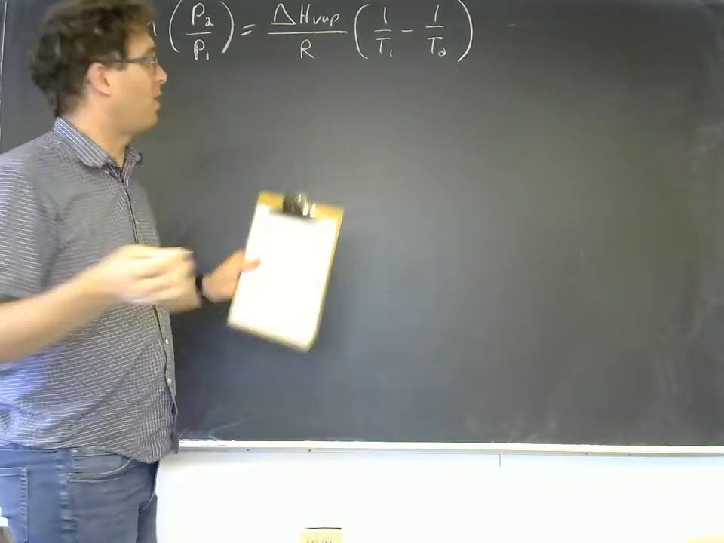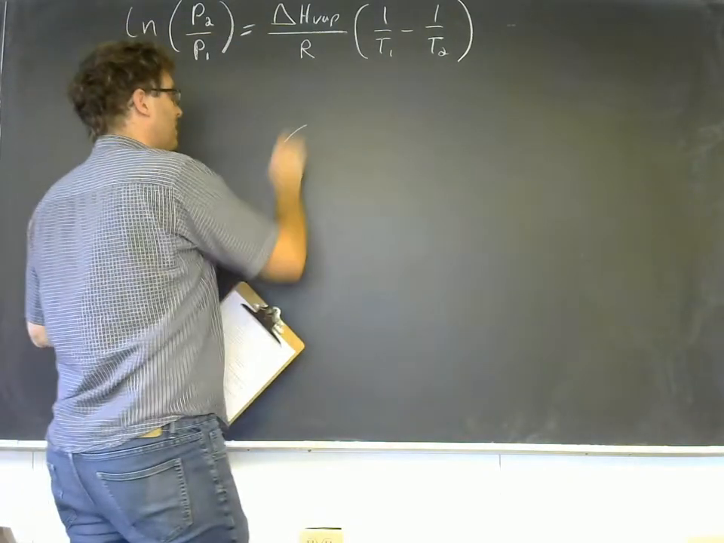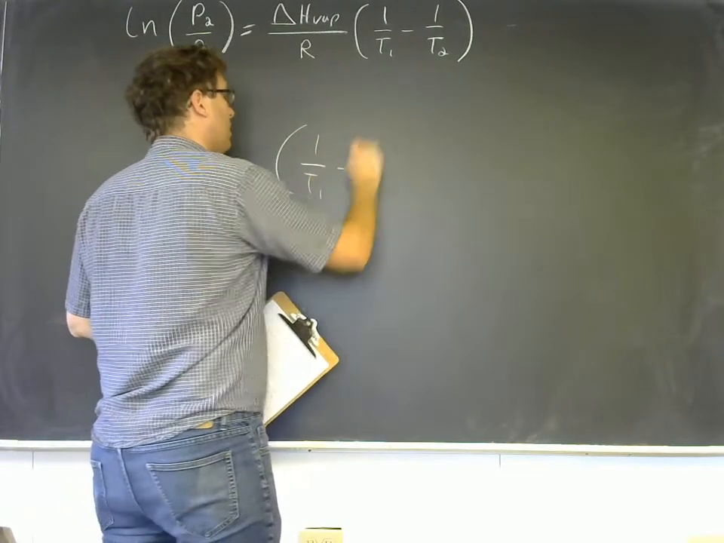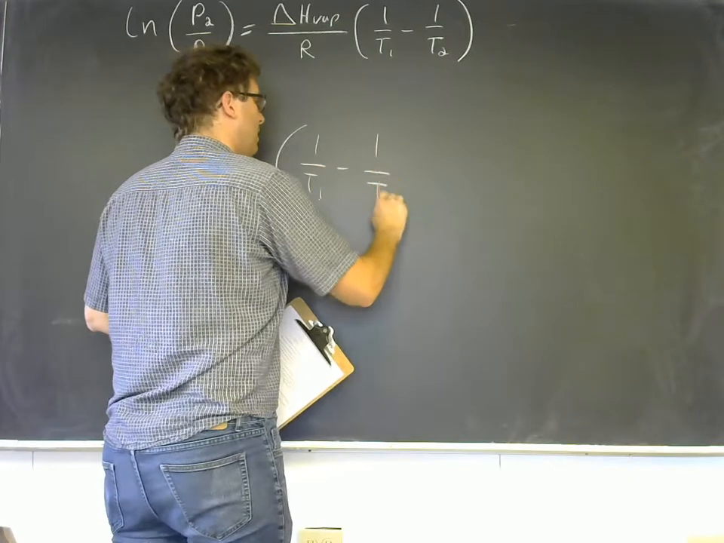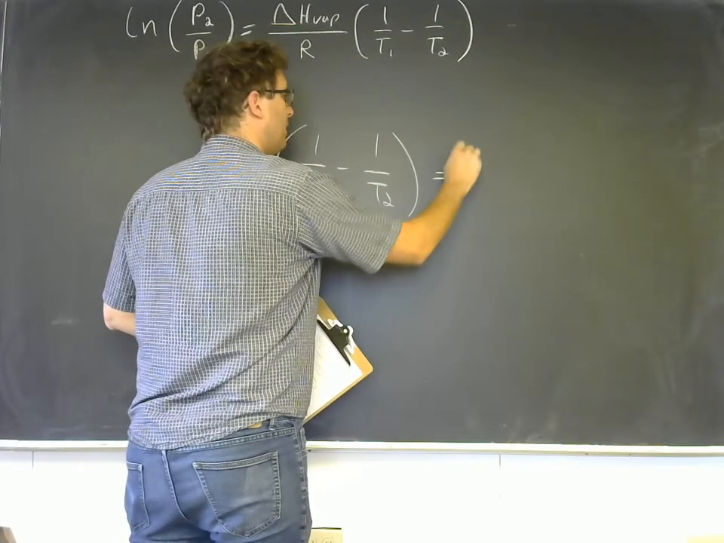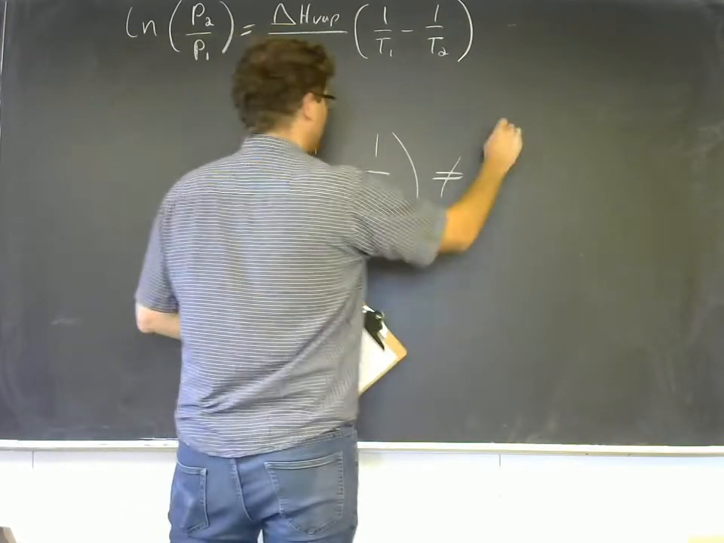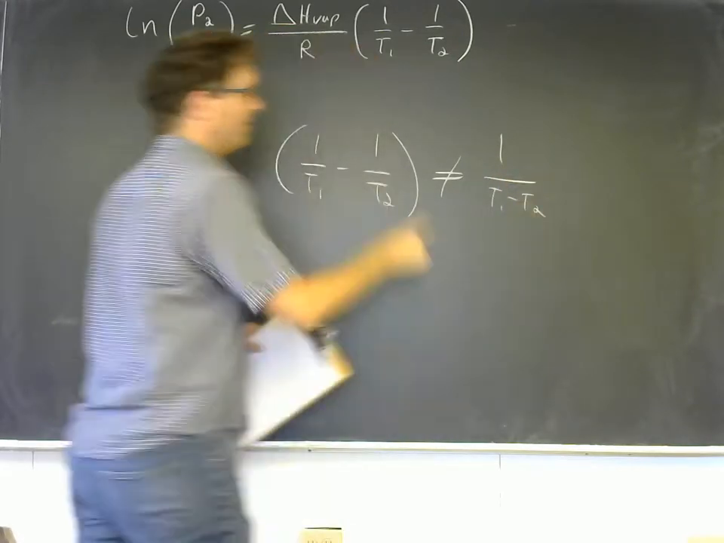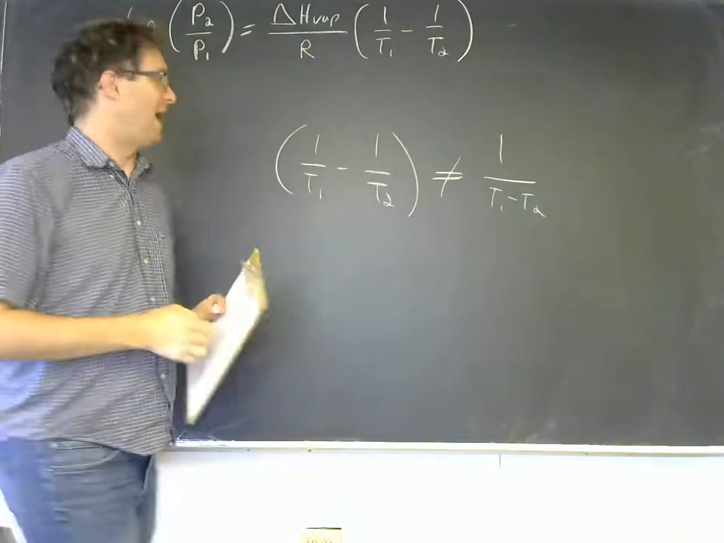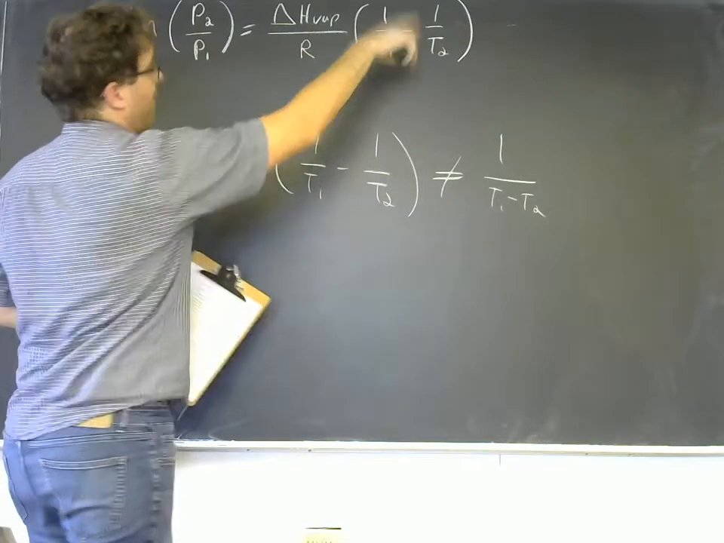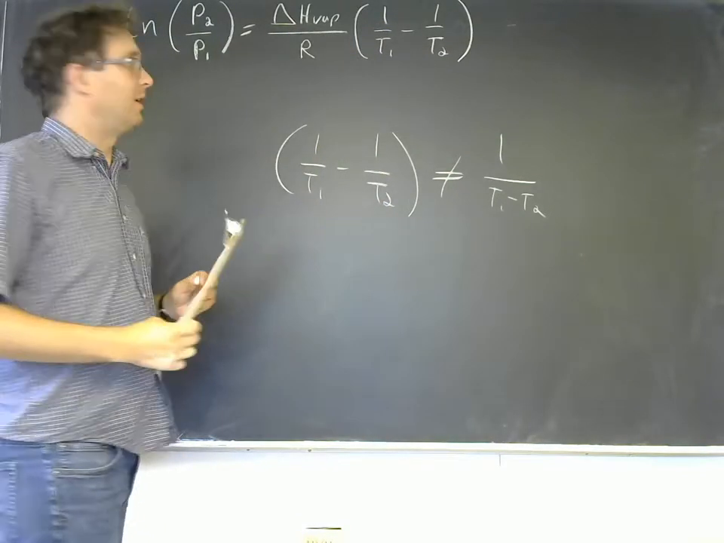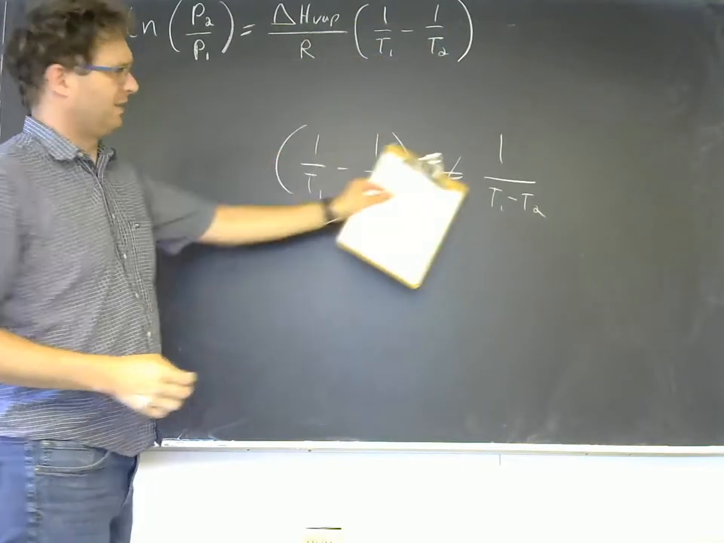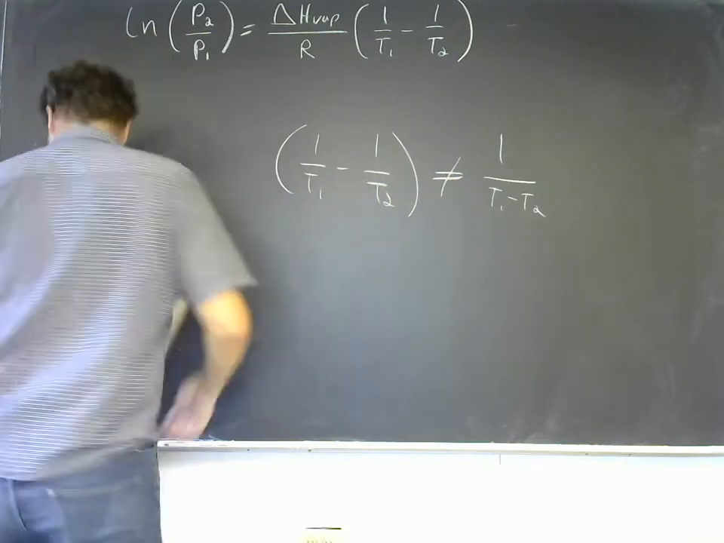And let me just really quickly, before we do a practice problem, emphasize that 1 over T1 minus 1 over T2 is very much not equal to 1 over T1 minus T2. Okay, that is not allowed in math. And so you're going to have to go through this algebra without making a nice simplification like that.